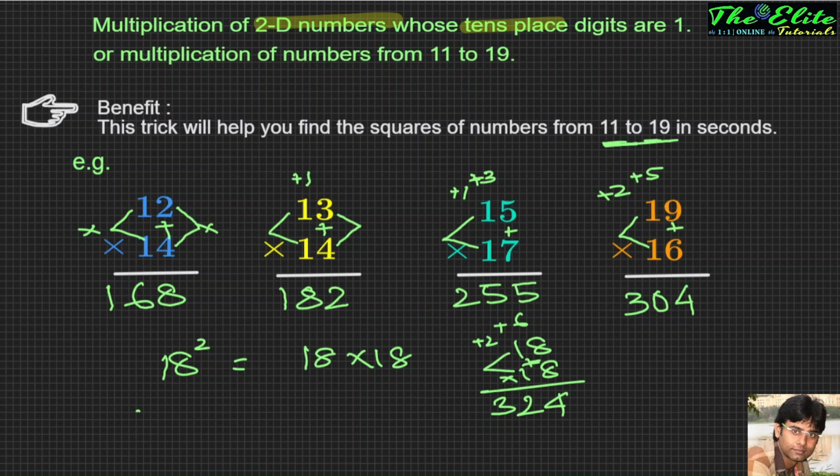Check with 19 square, you can check with 17 square, you can check with 15 square, isn't it? So I hope you have learned this technique. You have to practice maybe 20-25 questions like this. You can make your own questions. Okay, just write the numbers whose tens place digits are 1. The number should be from 11 to 19.